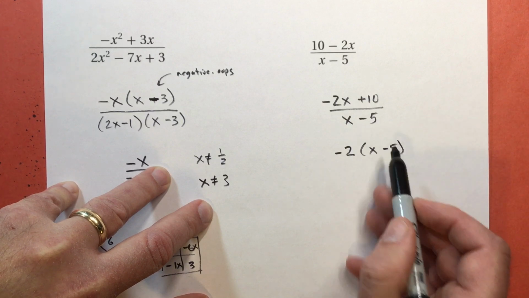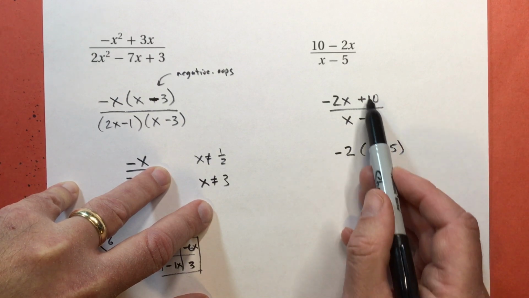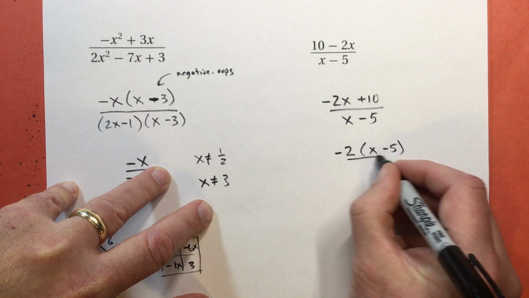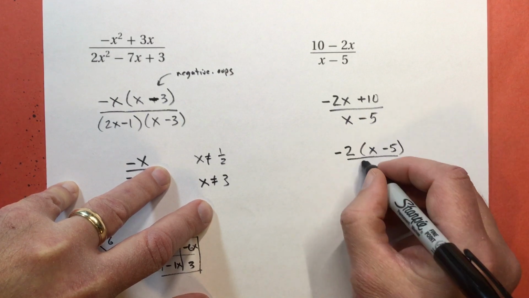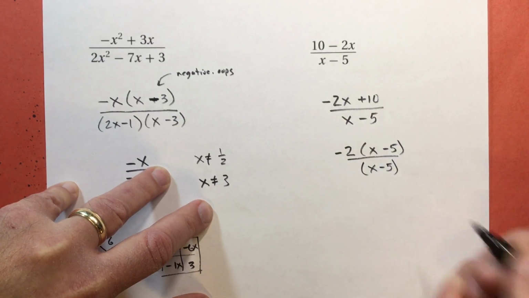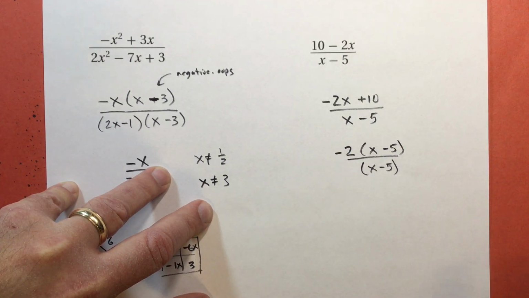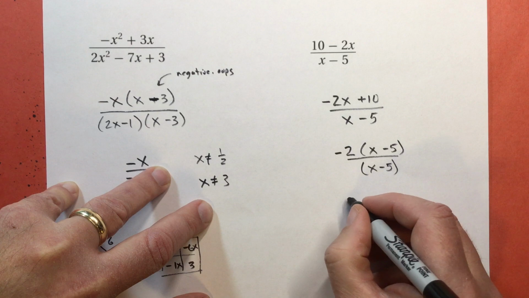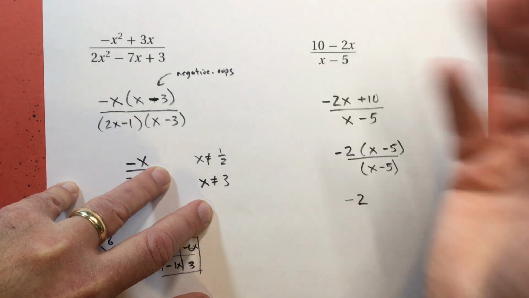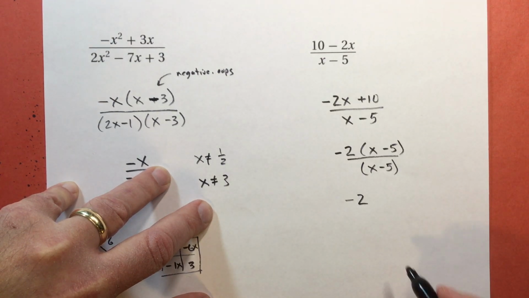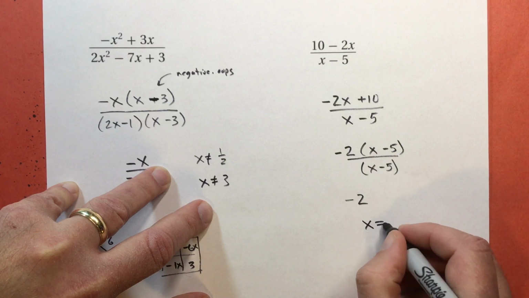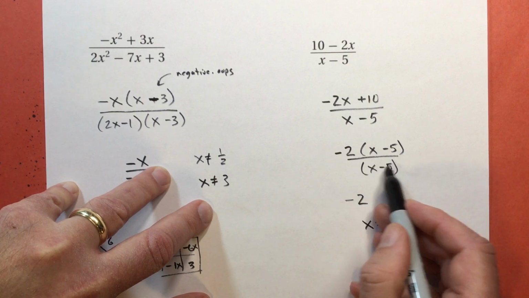Why is it subtract 5? Because negative 2 times negative 5 gives me my positive 10. Also, why is it subtract 5? Because that's what I have down here. The x minus 5s are going to reduce, cancel, simplify. And this just gives me negative 2. And by the way, you can't let x equal 5 because 5 subtract 5 would be 0.